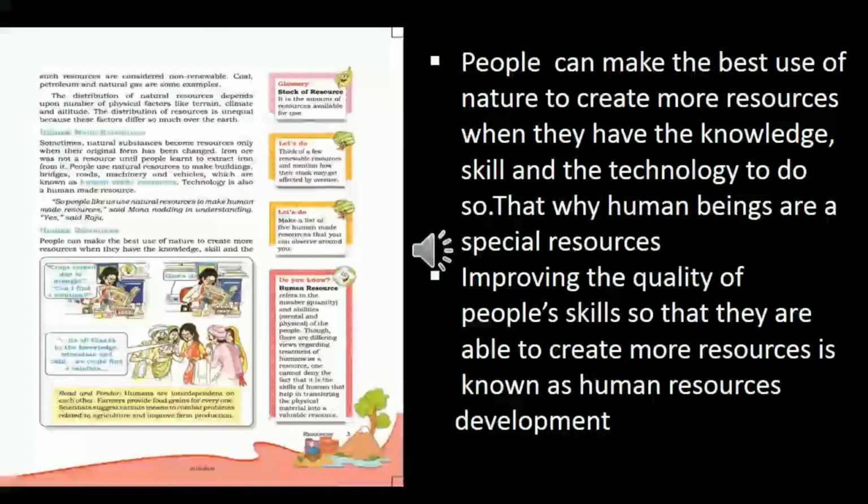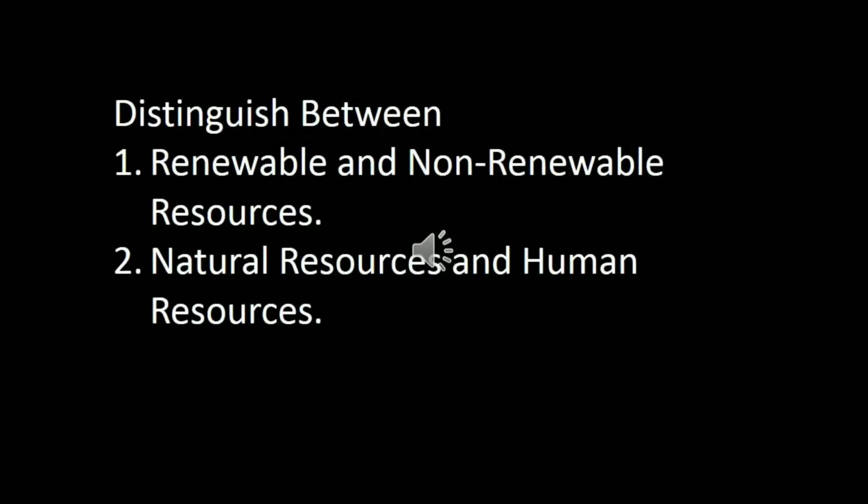Now here is one exercise we can solve. I think you can do this very well. You have to distinguish between renewable and non-renewable resources, and natural and human resources. Please do this type of exercise I am giving you. Through these two or three modules you can understand it. Then I would also like to tell you about one activity. Do this activity please.